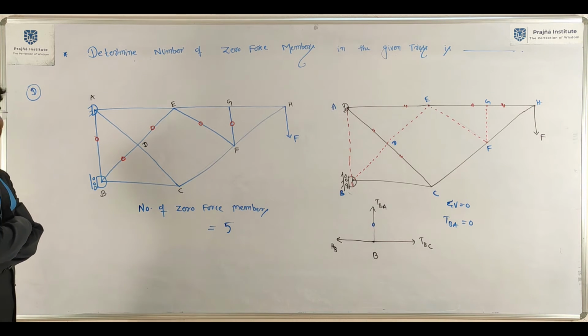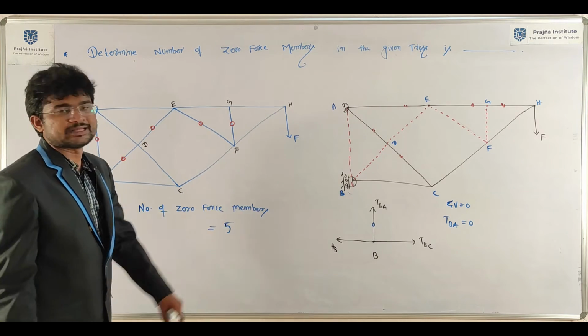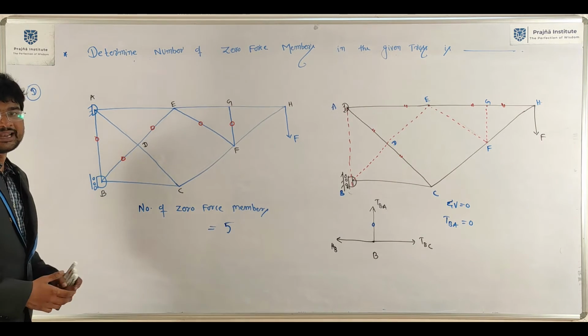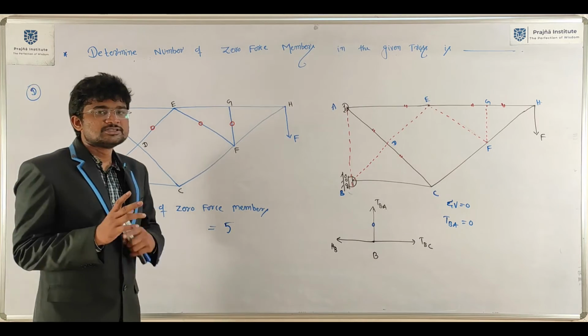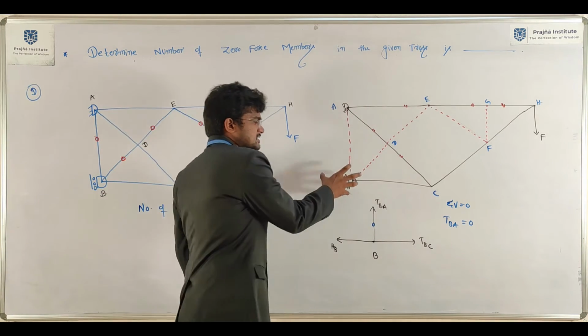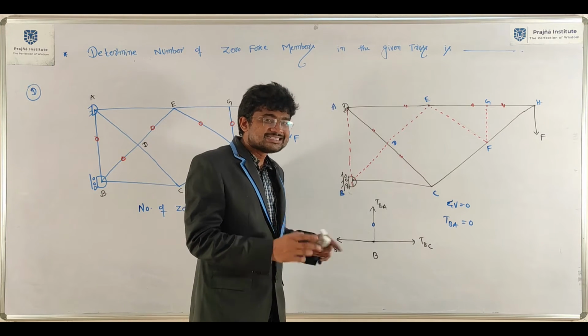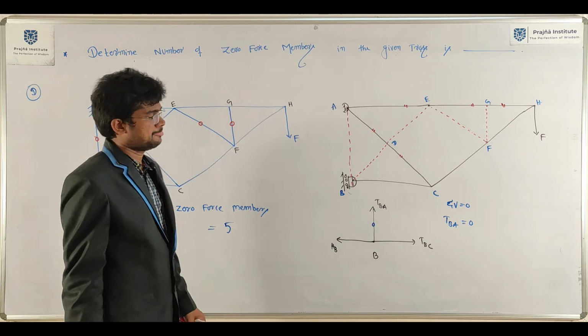Okay? Understood now? So this is also a good point. I will put in a note. When you see a roller support, the adjacent member has zero force. So whenever you see a roller support, we need to draw the free body diagram at the roller support, then try to find the support reaction.